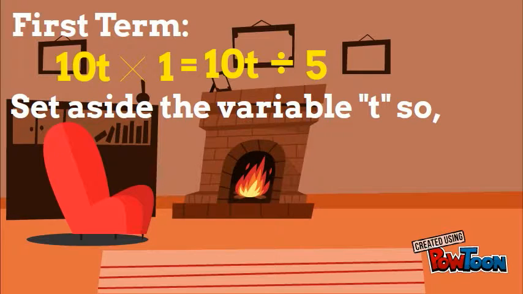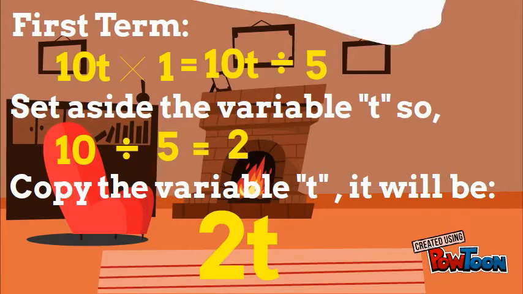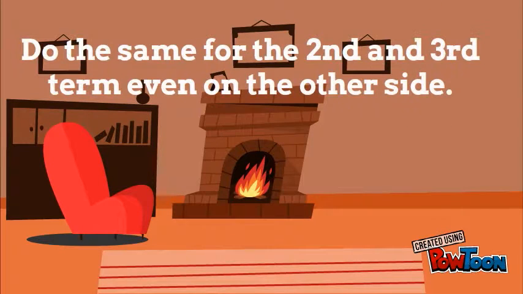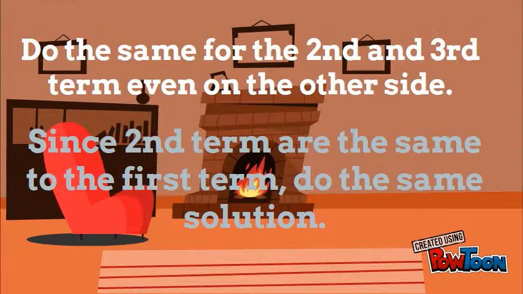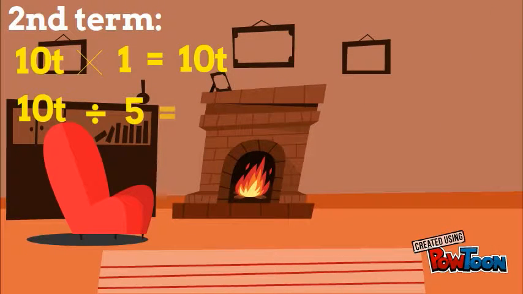We set aside the variable t, so 10 divided by 5 is equal to 2. Then copy the variable t. It will be 2t. Do the same for the second and third terms. Even on the other side, since the second term is the same as the first term, do the same solution. 10t times 1 is 10t divided by 5 is equal to 2t.